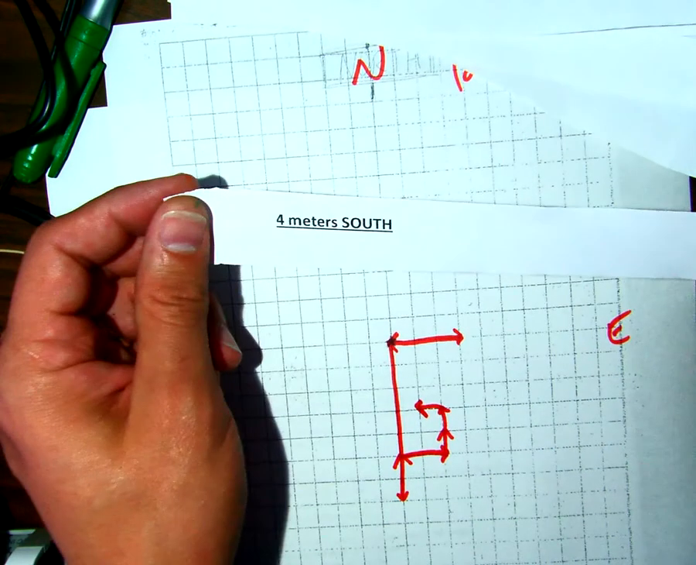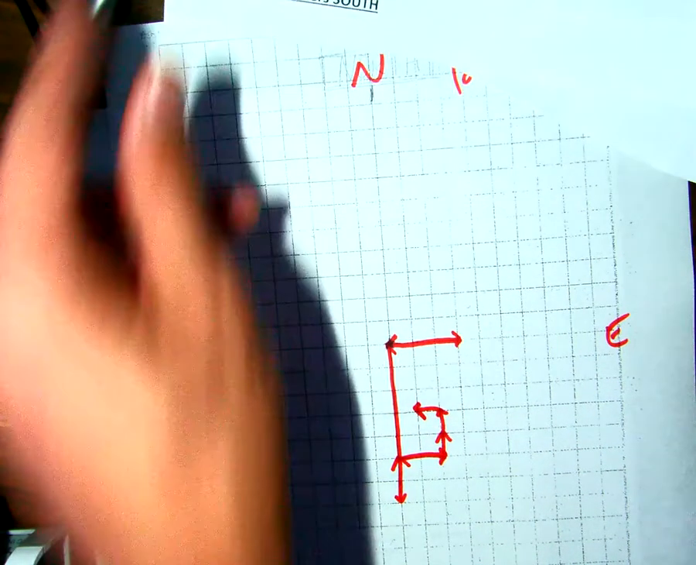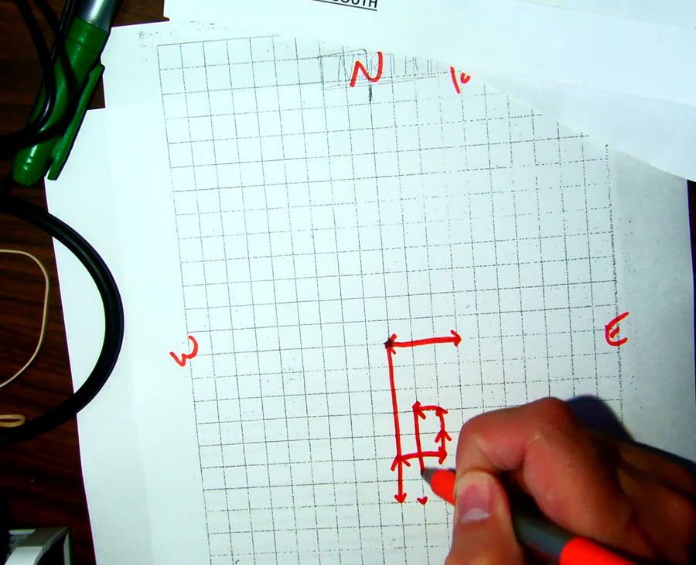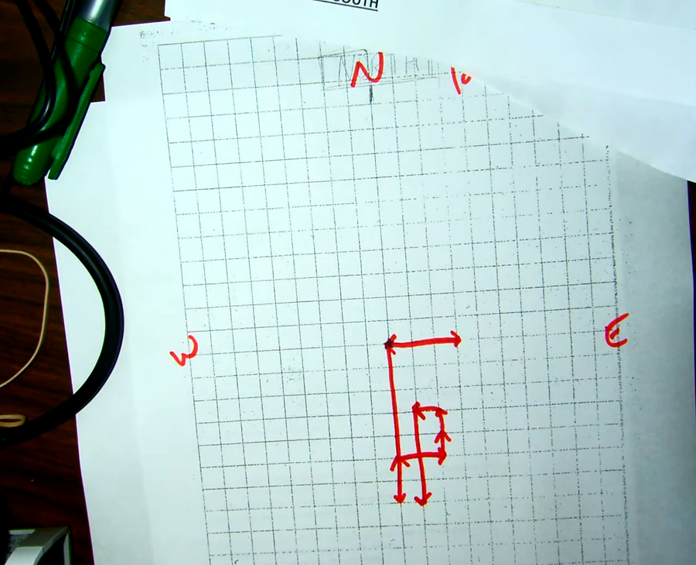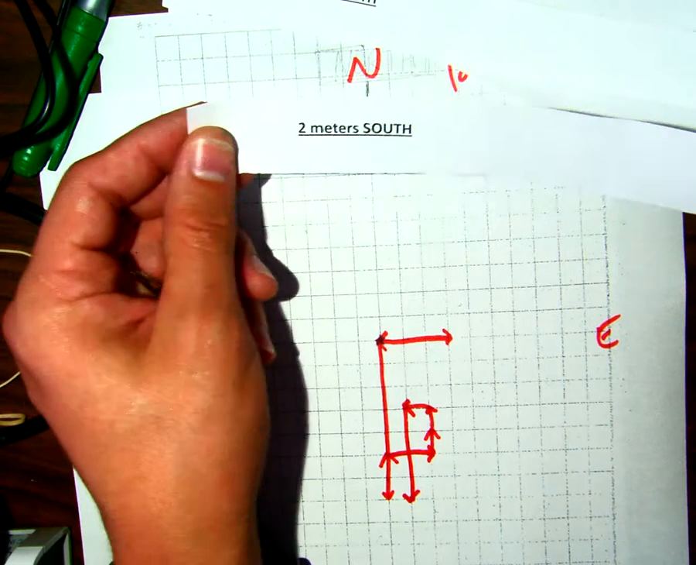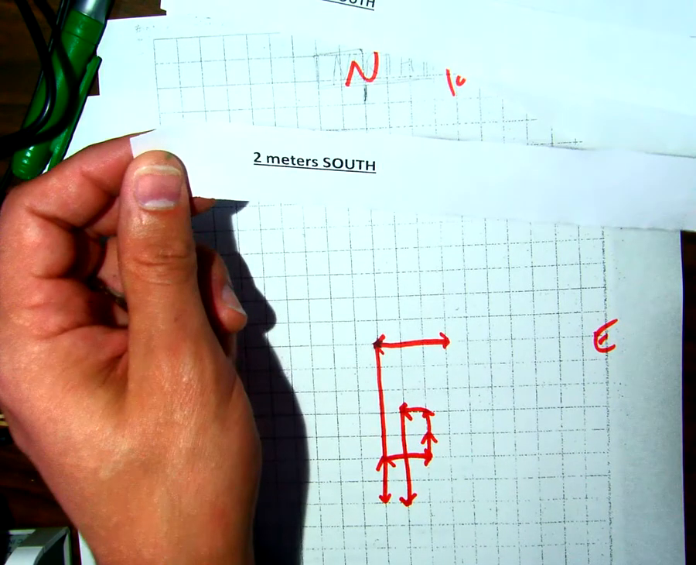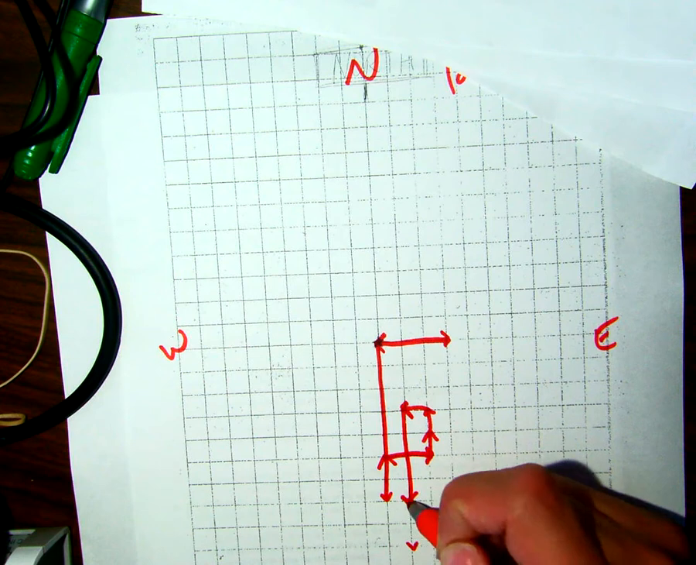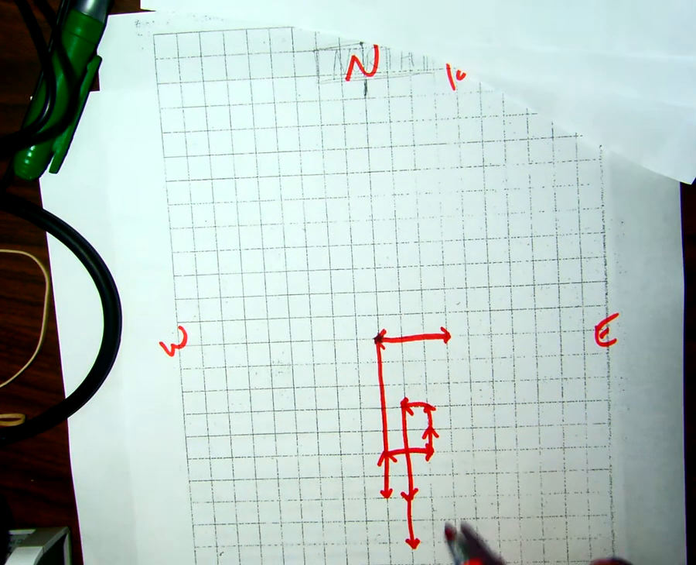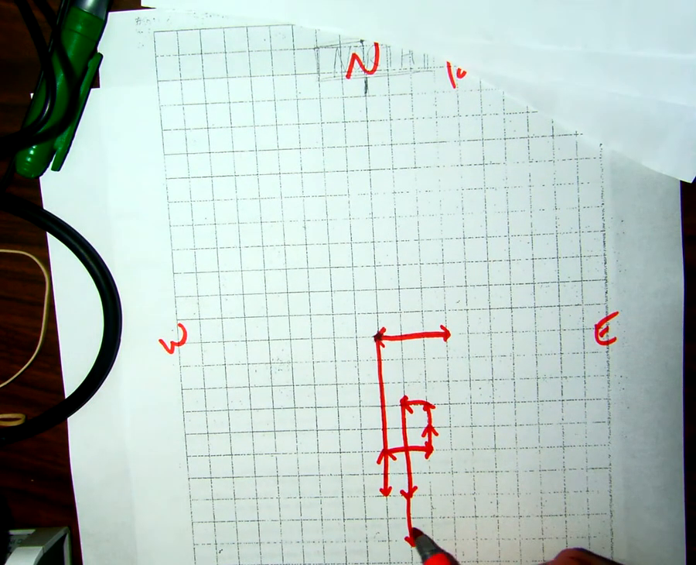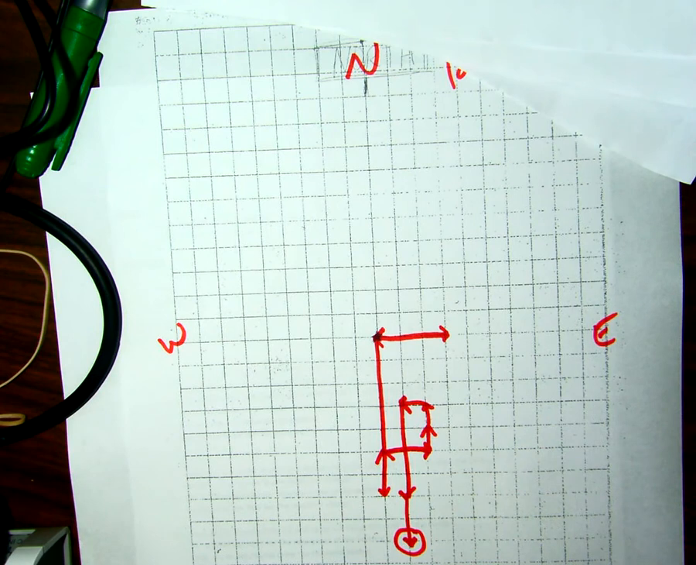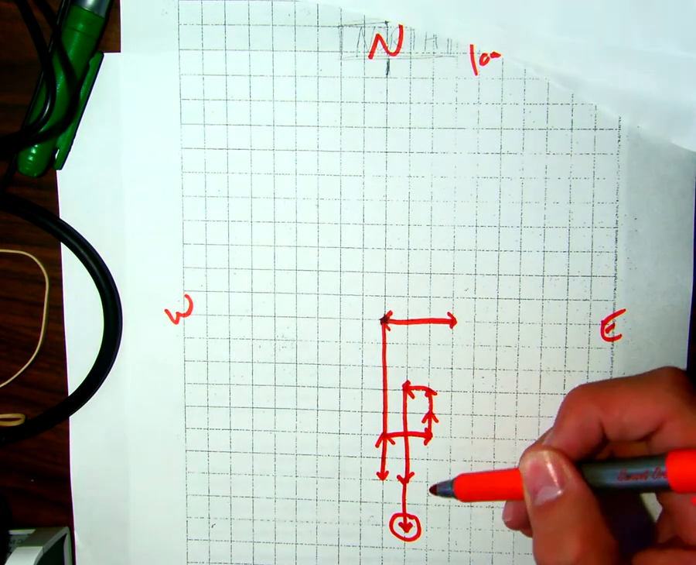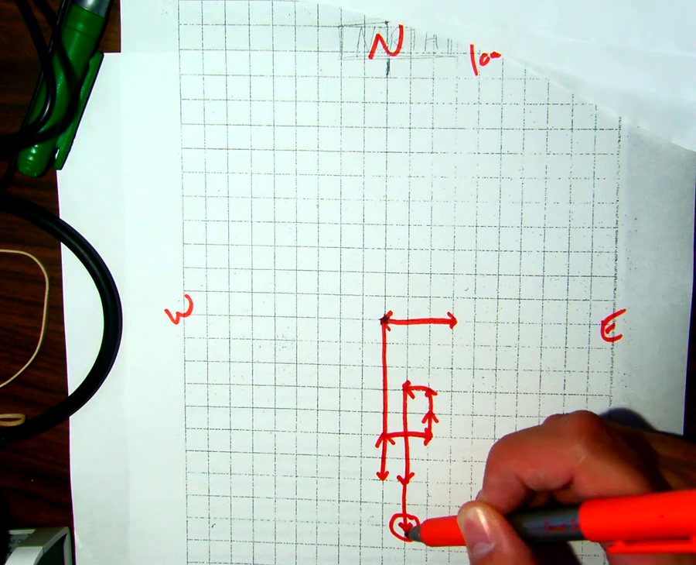I draw the next one. It's 4 meters south, so 1, 2, 3, 4 puts me right here. And then I have the last one, which is 2 meters south. I'm going to go 1, 2, and that puts me right here. I'm just going to circle that, saying that that's where I ended up. So I started at this point, and I ended up at this point right here that I've circled.